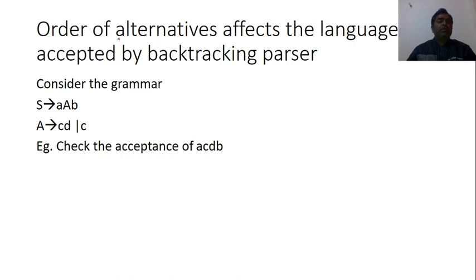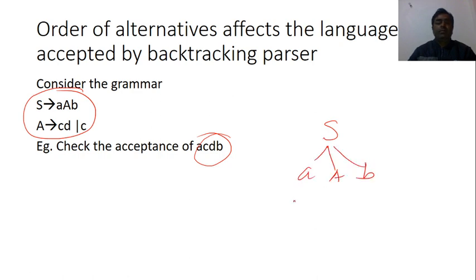Now there is a problem. Order of alternatives affects the language accepted by a backtracking parser, because you know that this is a backtracking parser, recursive descent parser. Suppose that you are given this grammar and your task is to check whether this string is accepted or not. First you have applied S derives AAB and your string is ACDB. It will check that A is correct. Now when I am getting here A, I have two alternatives. Either I have to use CD or C.